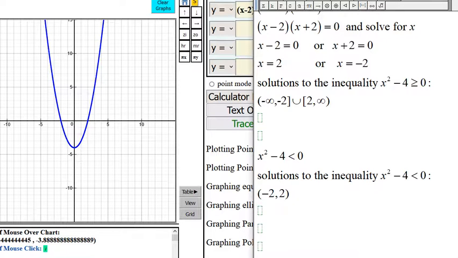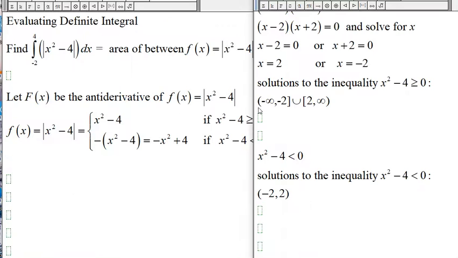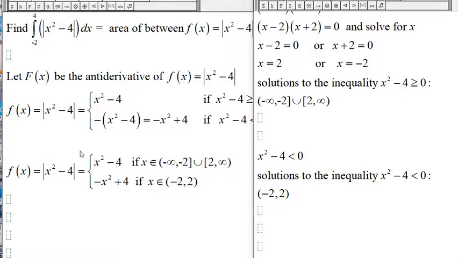And now let's get back to our integral problem. And so from here we can write that the function absolute value of x squared minus 4 is equal to x squared minus 4 if x is in the interval from negative infinity to negative 2 or 2 to infinity. And then this right here is equal to negative x squared plus 4 if x is between negative 2 and 2.